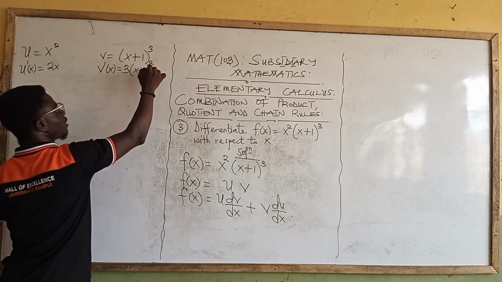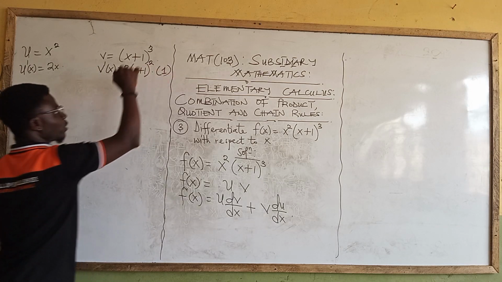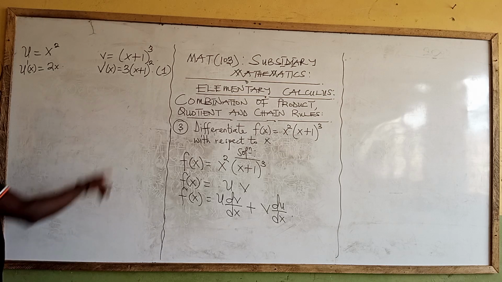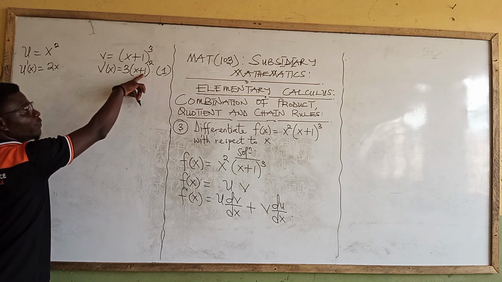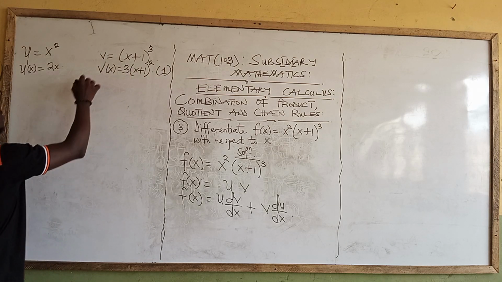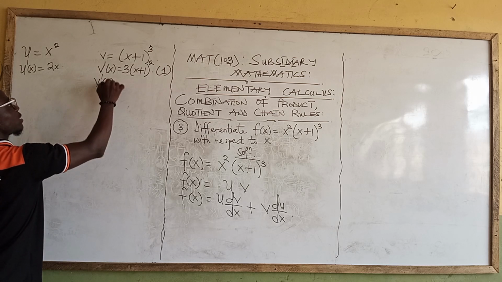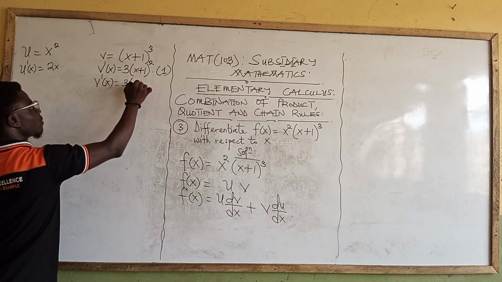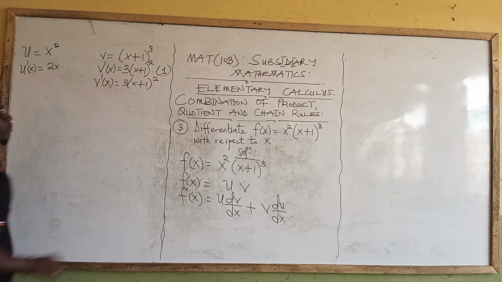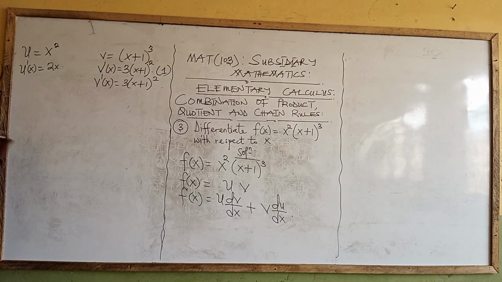Then I differentiate the expression inside the brackets. When I differentiate x, I get 1. When I differentiate 1, I get 0. So my v prime of x can be written as 3 times (x plus 1) squared. Right. So now I can substitute that into my f prime of x, which must be equal to what?